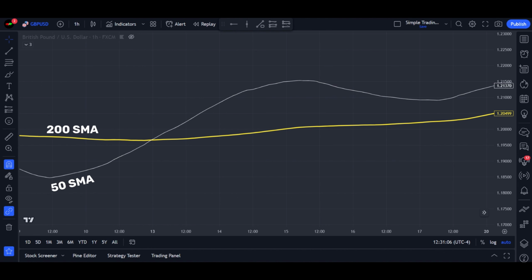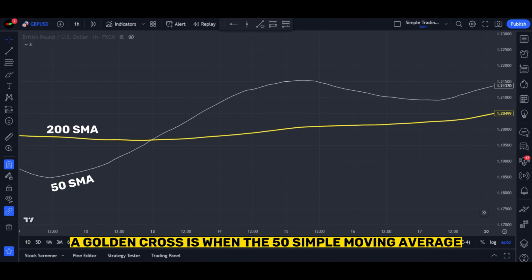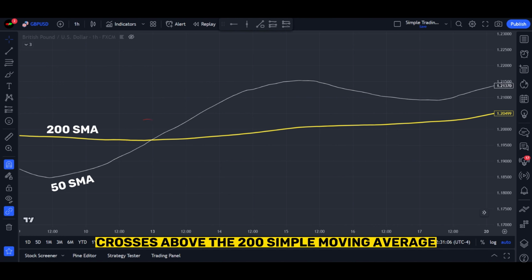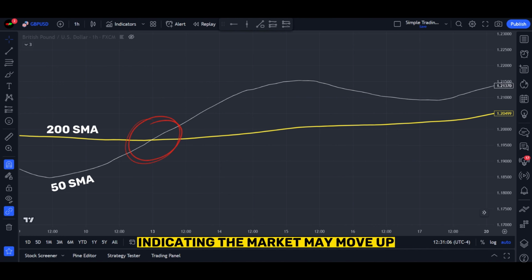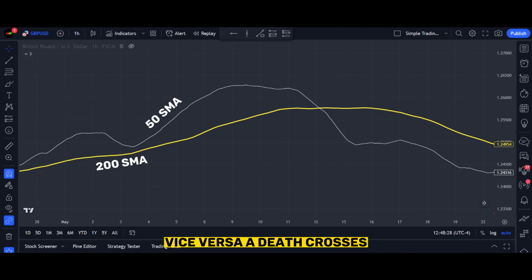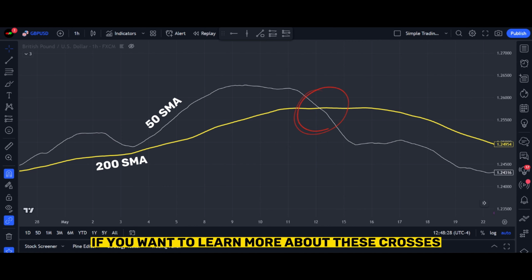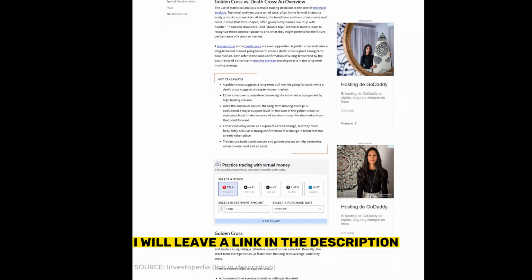What are golden crosses and death crosses? In technical analysis, a golden cross is when the 50 simple moving average crosses above the 200 simple moving average, indicating the market may move up. Vice versa, a death cross is when the 50 SMA crosses below the 200 SMA, indicating that a sell-off may be coming. If you want to learn more about these crosses, I will leave a link in the description.